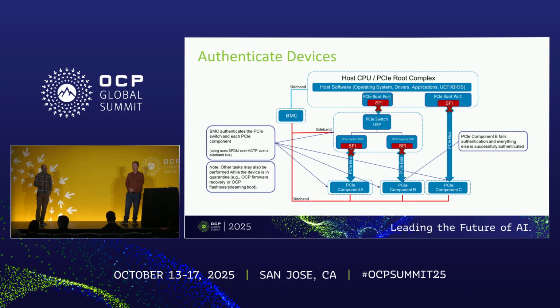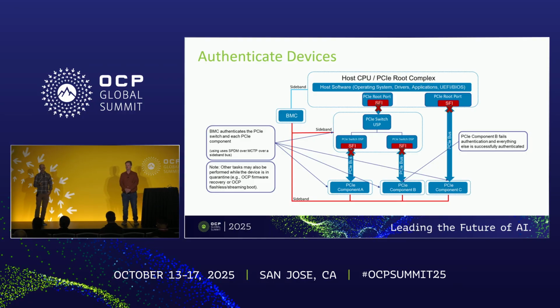In this case, we're showing it using a sideband bus to do that, but if you don't have a sideband bus or the sideband bus is too slow, eSFI provides an alternate mechanism where you can bring the PCI links up, but they're in a very limited state where the only traffic allowed is PCI VDMs between the BMC and the endpoint device. So that way the BMC could do the SPDM authentication over the main PCI bus while keeping the component still isolated from the rest of the system.